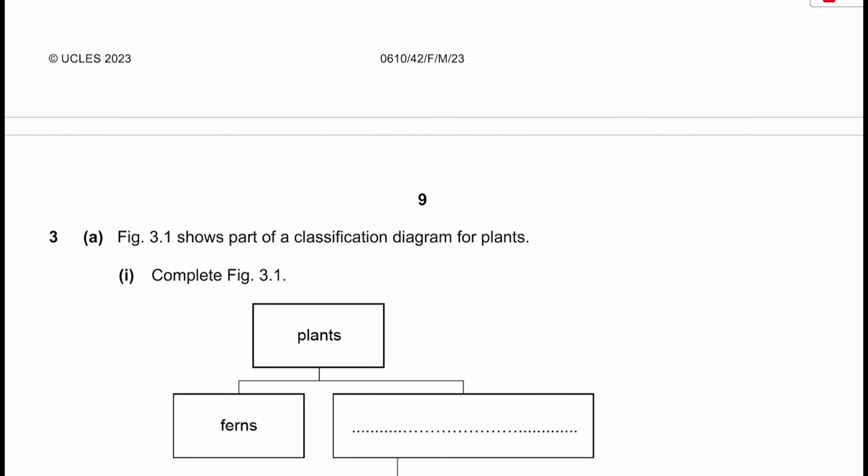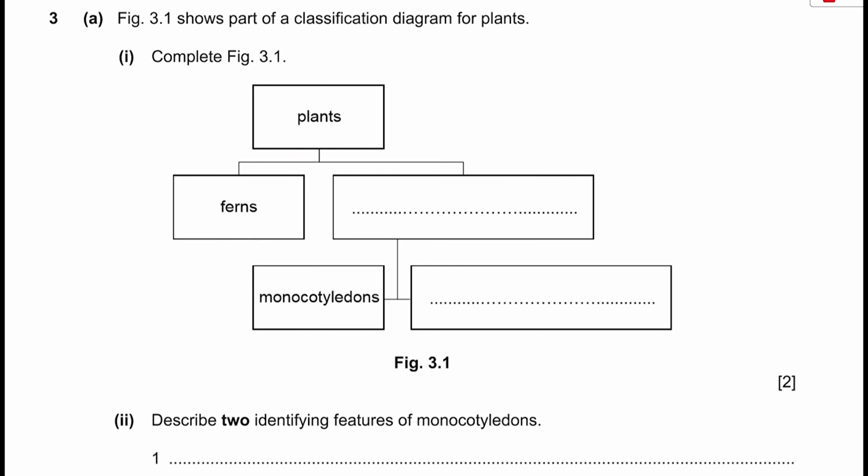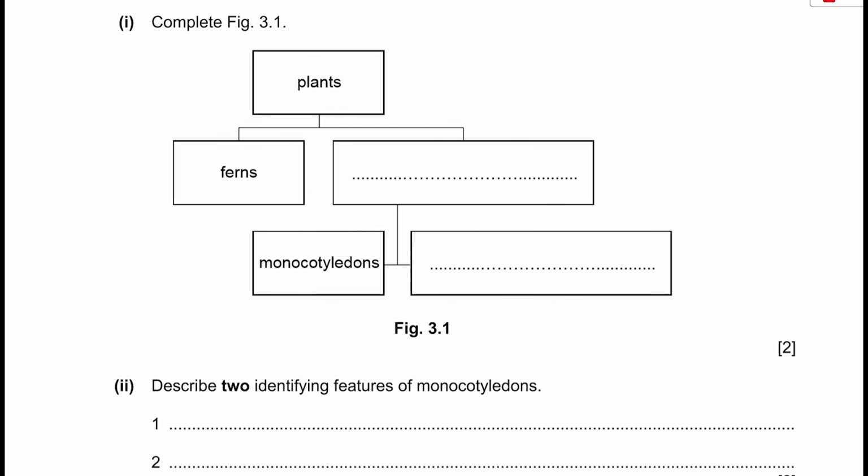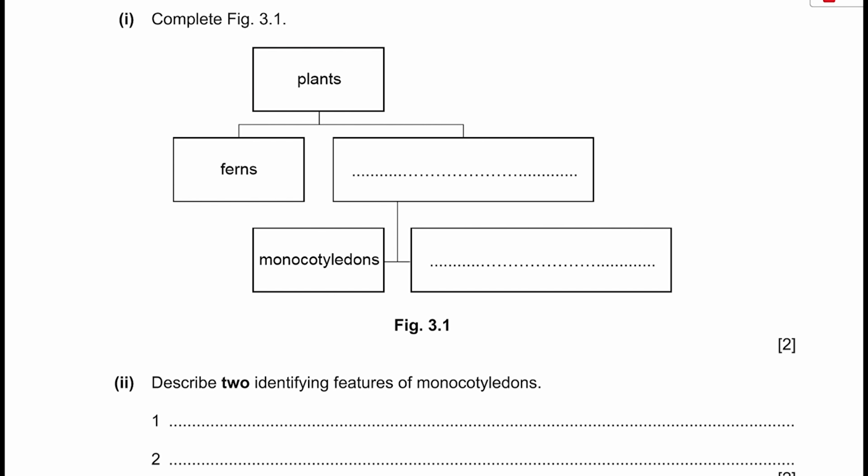Alright, move further. Question 3 says, figure 3.1 shows part of a classification diagram for plants. Complete the diagram, figure 3.1. We can see the figure over here. It has plants, then here we have ferns, then on the opposite side we have a blank. This blank branches to form monocotyledons and another blank over here.